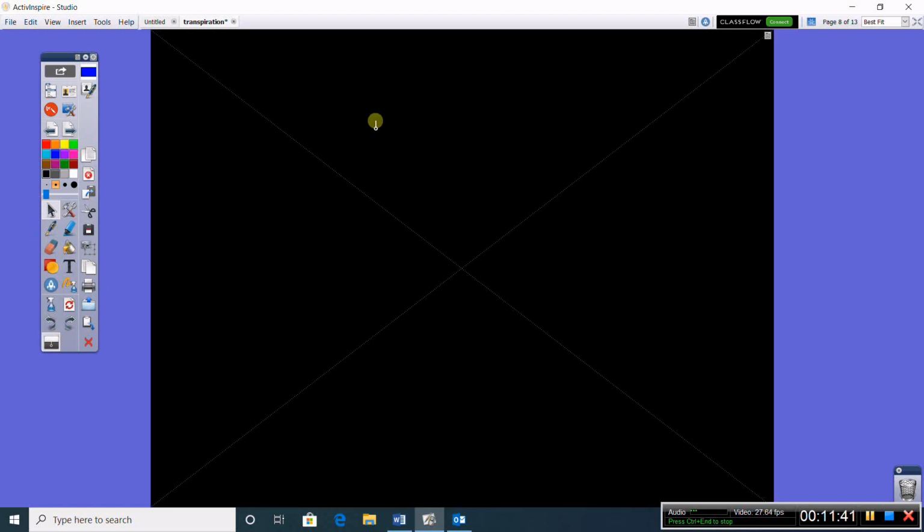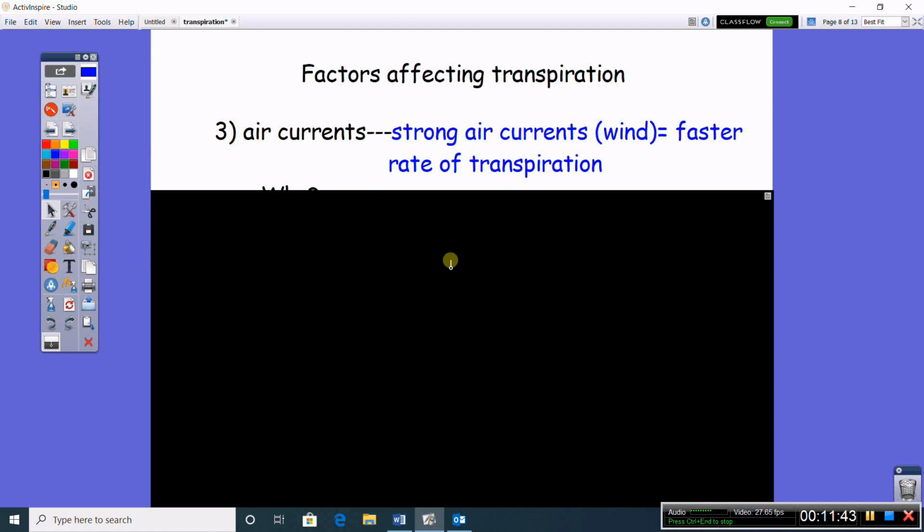Okay? Air currents. So for this one, again, we're not trying to activate any stress hormones here, but typically we just sit our little plants in front of a little tabletop fan, about a foot away from the tabletop fan. So strong air currents or wind should lead to higher rates of transpiration.